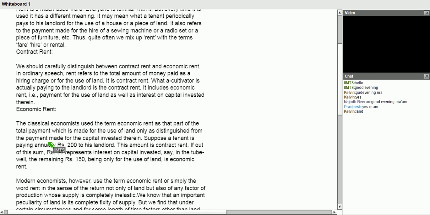Suppose a tenant is paying rupees 200 to the landlord as the rent. So this is a contract rent. This is a periodic payment that he is making. Now, if out of this, 50 represents the interest on capital invested, then we will say that rupees 150 is the economic rent and rupees 200 is the contract rent. That is the difference. So normally the rent which we pay includes the economic rent as well as the contract rent.